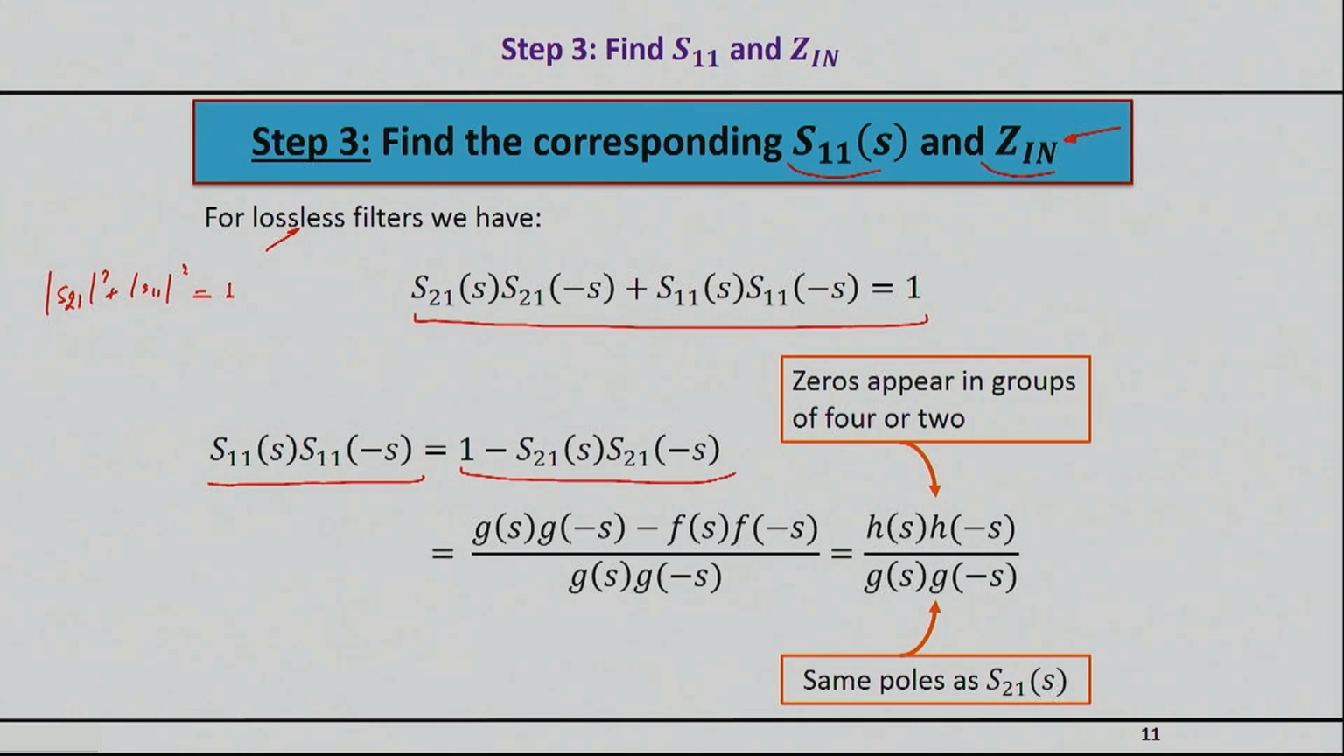And if you do the math, it will turn out that you will have some very similar properties for S11 as we had for S21. So first of all, it turns out that the S11 will have exactly the same poles as the S21. So if you have chosen the left-hand plane poles for S21, then you're guaranteed to have the left-hand plane poles for S11. The zeros will be different, but they will appear again in groups of 4 or 2, and that's something again very similar to what happened for my S21.